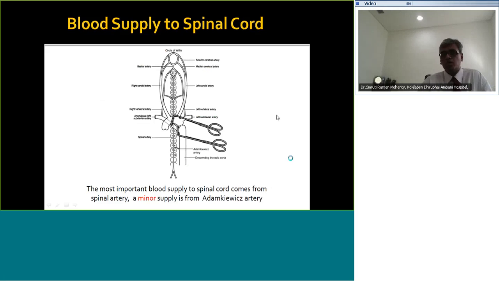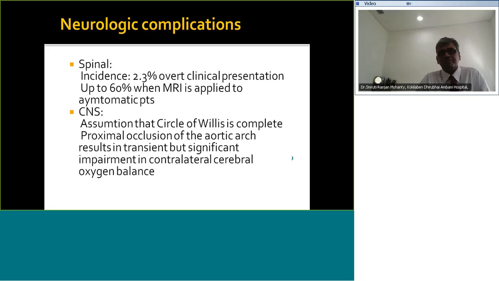So when you are doing a coarctation repair, especially in adults, and you are trying to clamp the aorta proximal and distal, sufficient care should be taken to protect the spinal cord below. That means one should be sure that you are not landing up in hypothermia, which will predispose more to neurological complications, especially paraplegia or spinal cord ischemia. Neurological complications are reported in 2 to 3% of the overall clinical presentations.